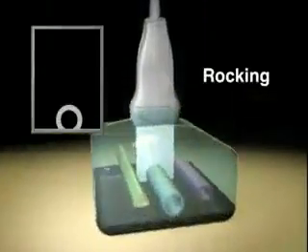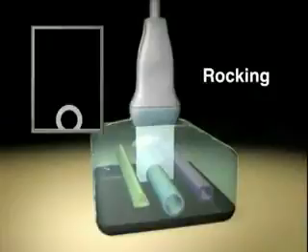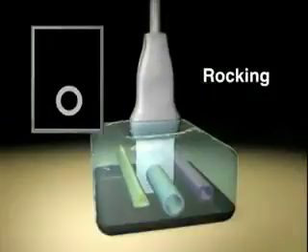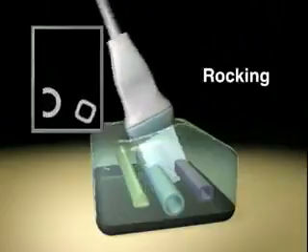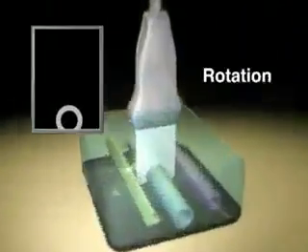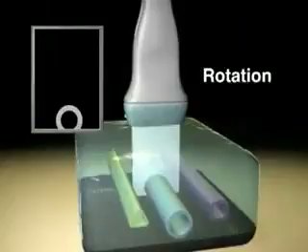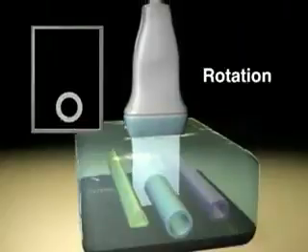Rocking allows us to extend the plane of imaging when we are working in a narrow acoustic window. Rotation is used to switch between short-axis and long-axis imaging.